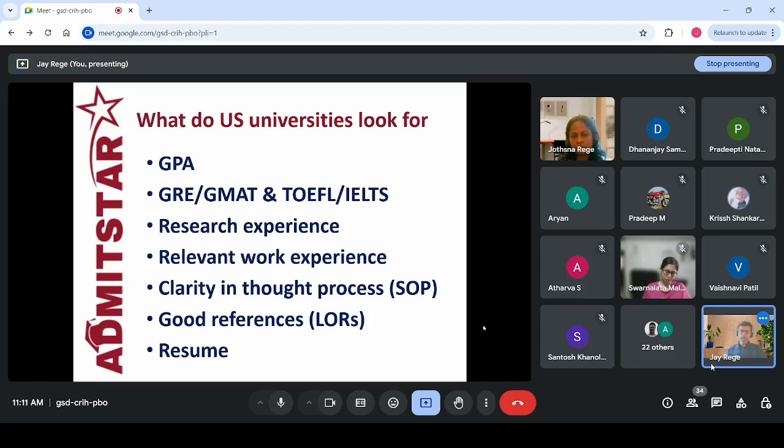Now, although universities follow what I would call a holistic application process, the first round of screening generally happens on the basis of the GPA or GRE score. And then they look at whether you have the relevant research experience, whether work experience, of course, work experience is required for the program. Then they would read the SOPs. And after that, they would look at your resumes, your letters of recommendations, and all that.